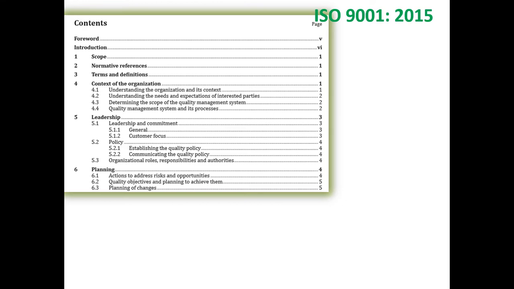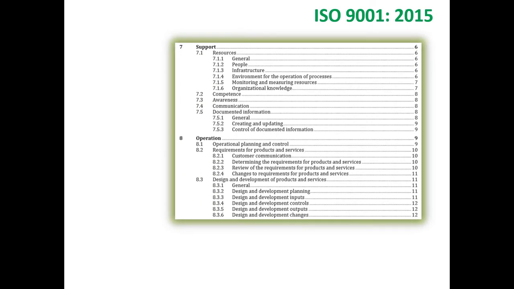Let's take a look at the actual requirements within the standard. 9001-2015 has 10 clauses. Clause 4 refers to the context of the organization. Clause 5 refers to the leadership. Clause 6 is planning. Clause 7 covers the support functions. Clause 8 looks at the operations of the organization.